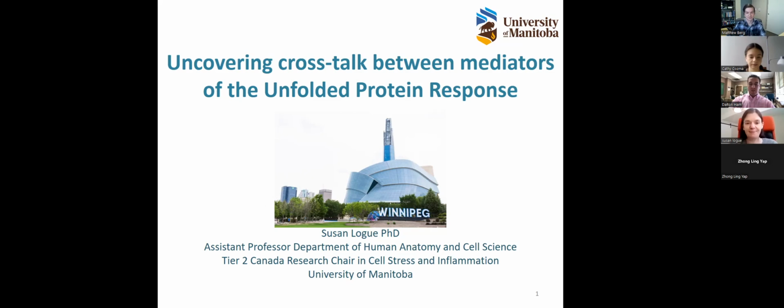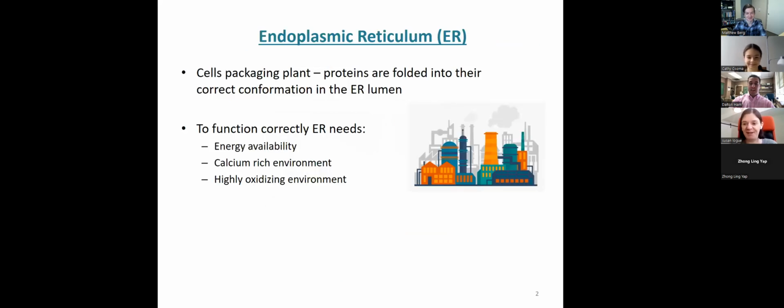Before getting into the specifics of the unfolded protein response, I need to first take you back and remind you of your fundamental cell biology and reintroduce you to an organelle called the endoplasmic reticulum. The endoplasmic reticulum is essentially our cell's protein production and packaging plant. This is where proteins are made on ribosomes that are dotted on the ER surface. Then these newly synthesized proteins are translocated into the ER lumen, where they're folded into their correct shape or conformation before they're shuttled off to the distribution center, which is the Golgi, and then to wherever they're required.